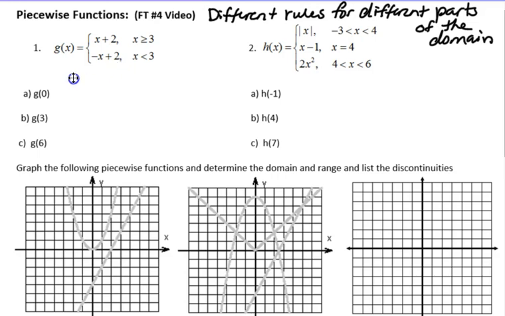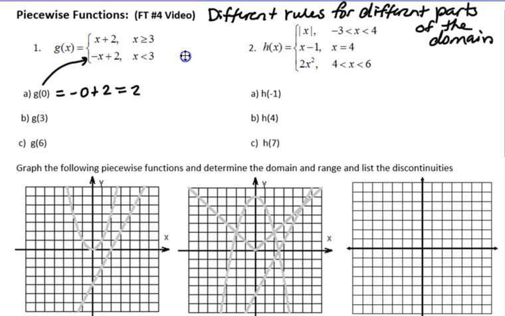So when we evaluate a piecewise function, we first have to decide which function rule applies to that particular x value. So when we look at g of 0, we see that is where x is less than 3 here. So we're looking at the second part of the rule. So g of 0 is negative 0 plus 2, which is 2.